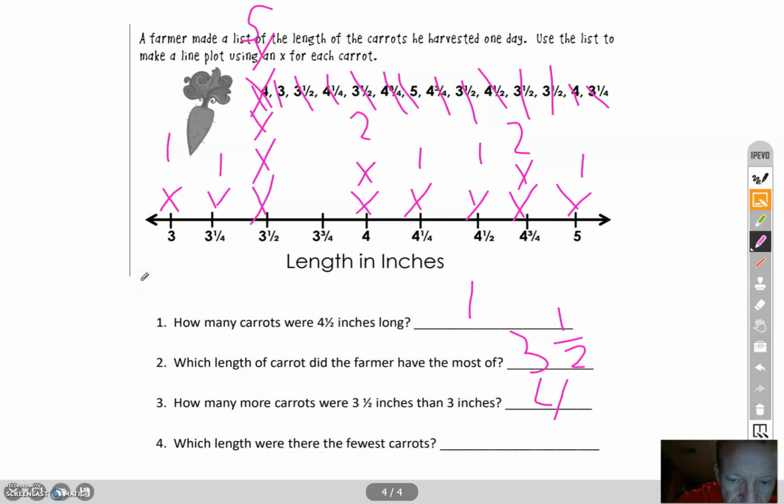Okay. I would say 3 3/4 because there's no length carrots in that section. So that would be the fewest number. Okay? Sometimes they make you have an X on a line, but in this case there's nothing here, so that would be the fewest. 0 would be the fewest.